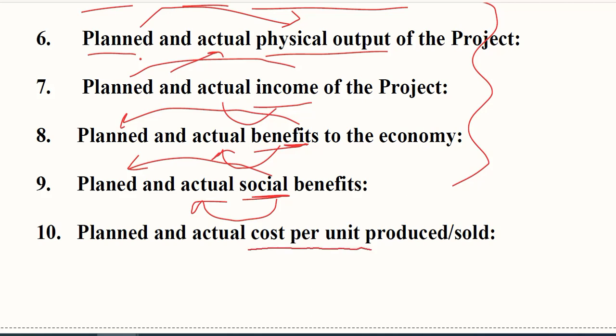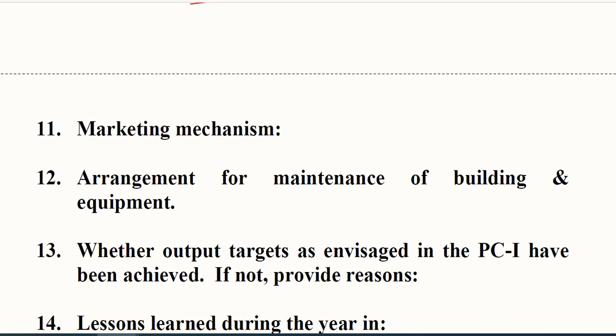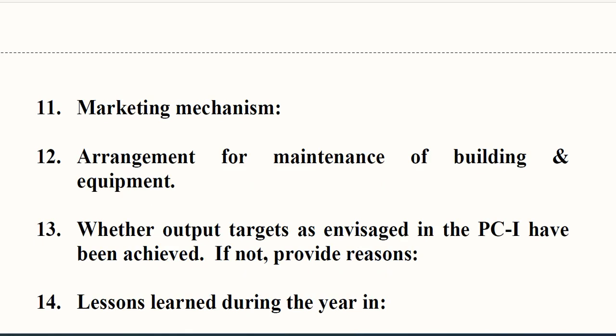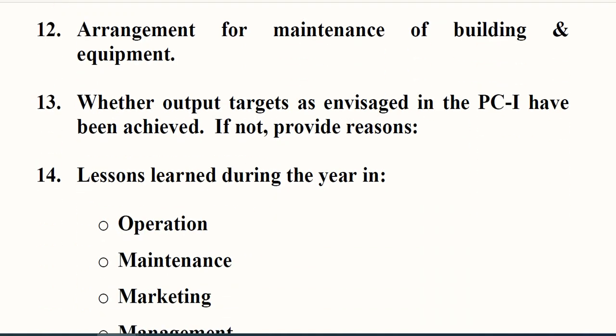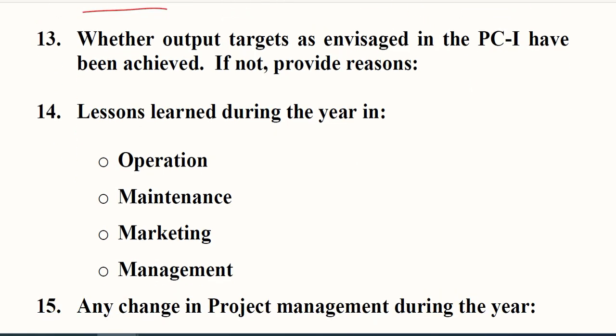Also the cost per unit is evaluated in terms of its planned and actual levels. Then the marketing mechanism, how the marketing will be done, online, offline, and in which phases, etc. The arrangements for the maintenance of building and the equipment. The arrangements are required using which we can maintain the building and the equipment. So which companies are we going to hire, or which personnel and inputs are we going to use to maintain the resources of this project.